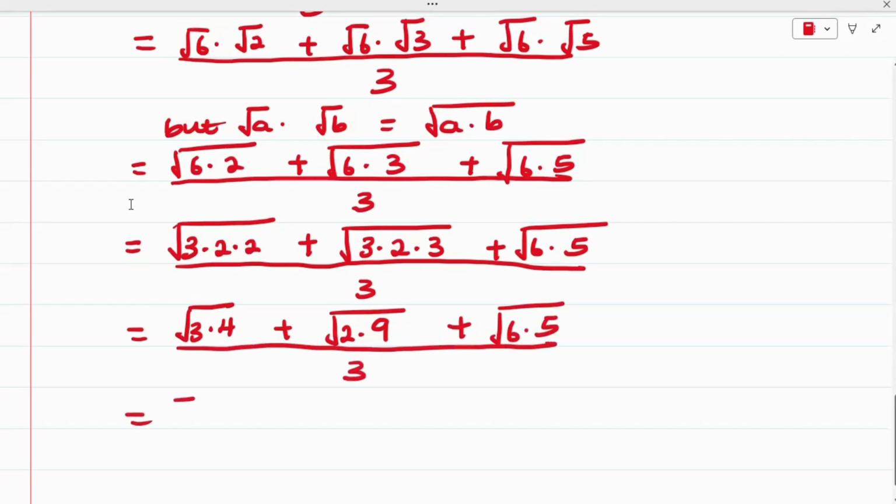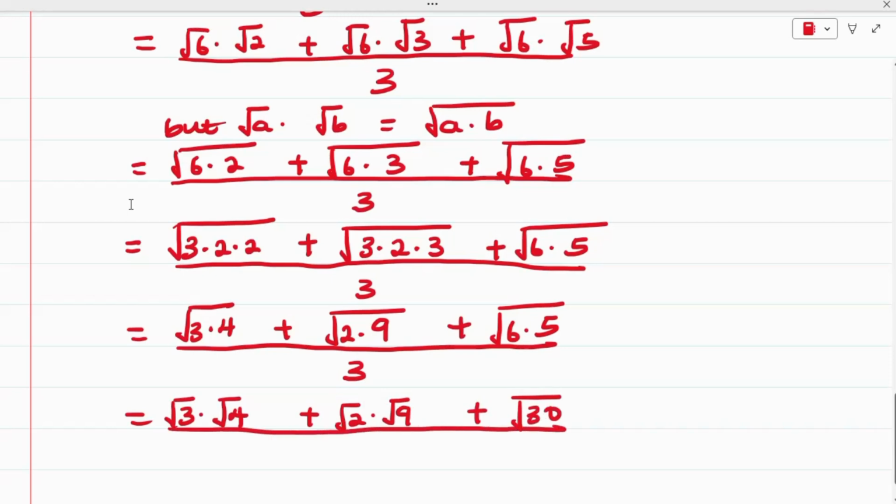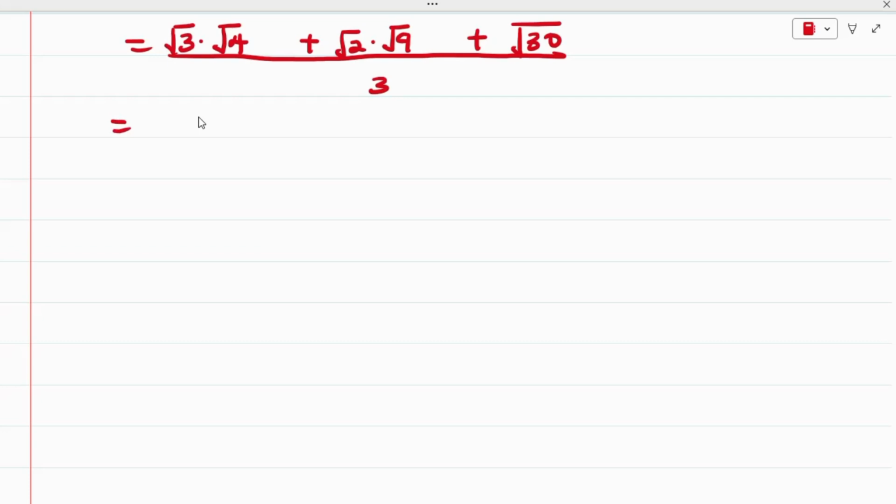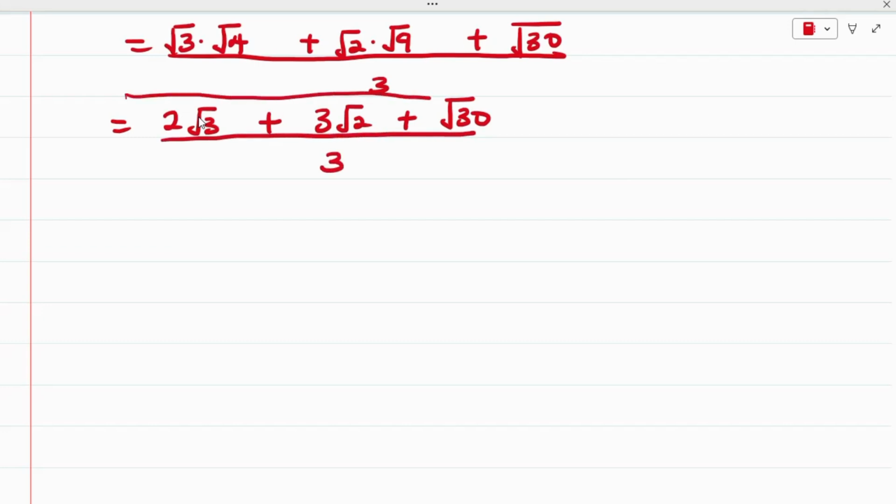So we have this to be equal to the square root of 3 multiply the square root of 4 plus the square root of 2 multiply the square root of 9 plus the square root of 6 multiply 5 is 30, and this is going to divide 3. So we have this is equals to the root of 4 is 2, right? So we have this to be 2 root 3 plus the root of 9 is 3. So we have this to be 3 root 2 plus the root of 30, and this is going to divide what? 3. Okay, and this becomes the final answer.